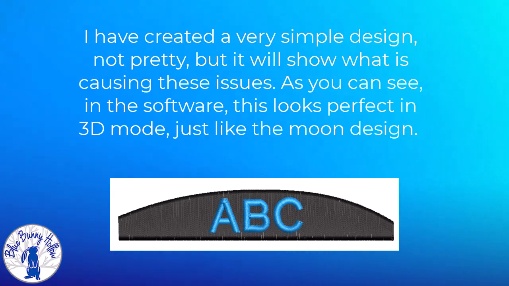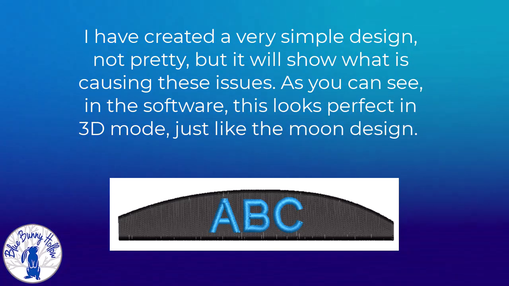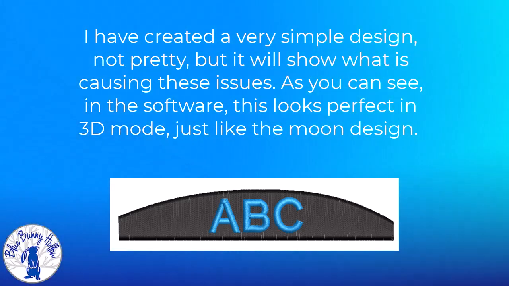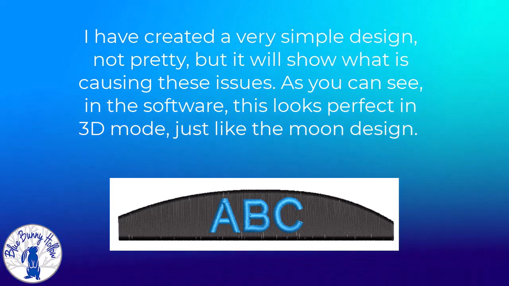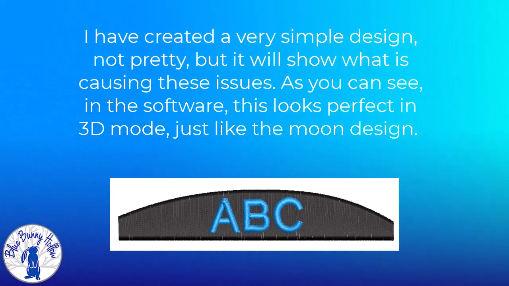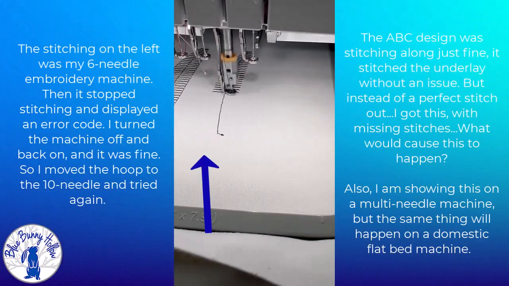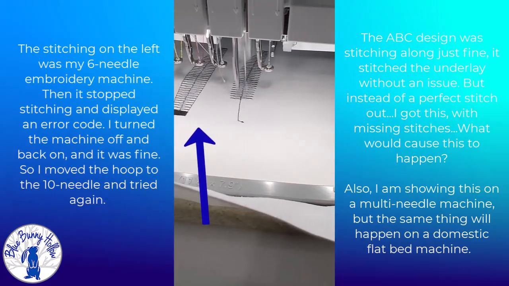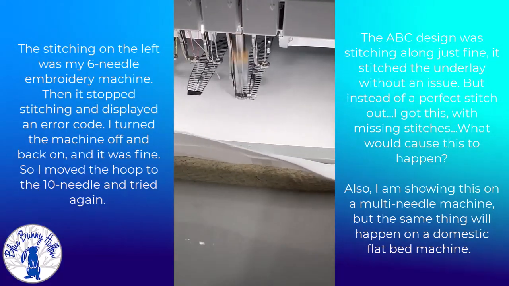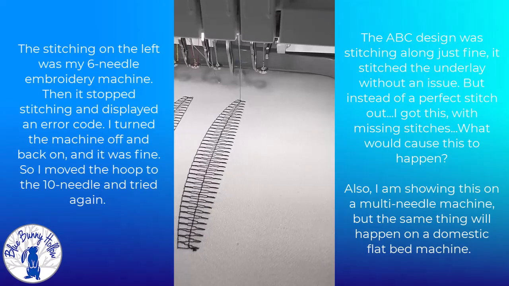I've created a very simple design. Not pretty, but it will show what is causing these issues. As you can see in the software, this looks perfect in 3D mode, just like the moon design. The stitching on the left was my 6-needle embroidery machine. Then it stopped stitching and displayed an error code.